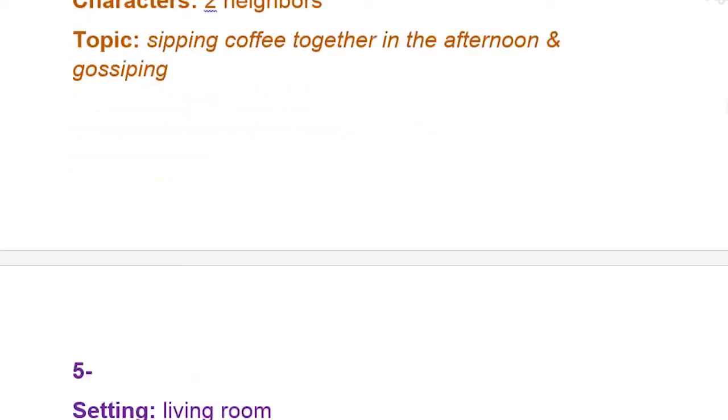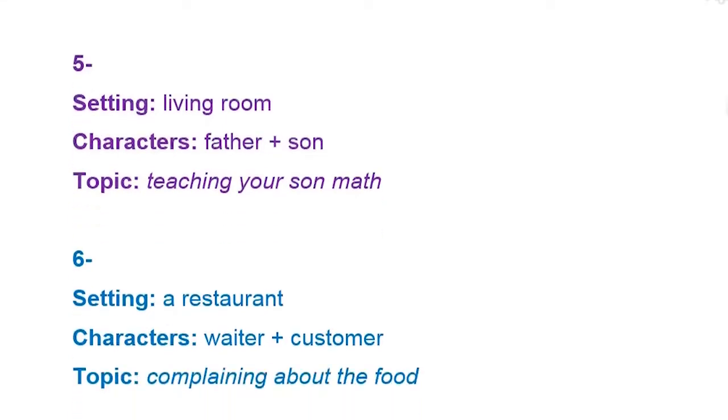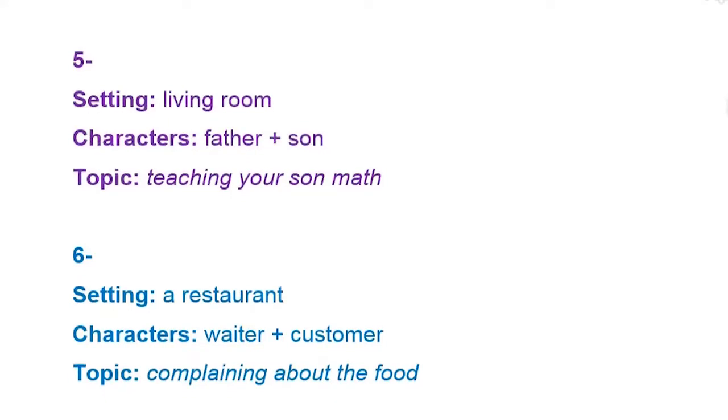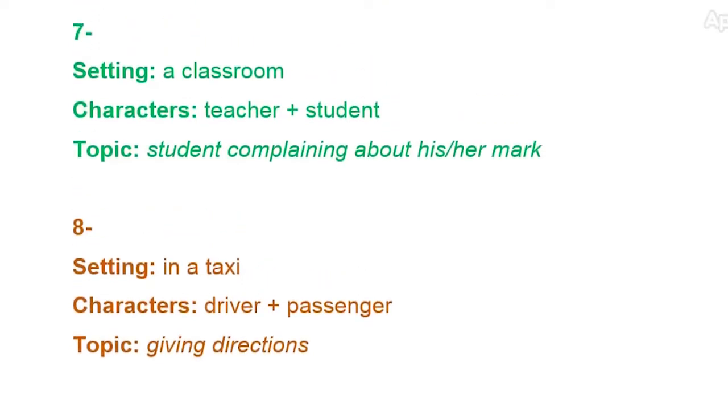The fifth one is so funny. A father and a son, or a mother and a daughter, whatever. And like one of the parents teaching math to their child. The sixth one is cheesy. A waiter and a customer and the customer complaining about the food. The seventh one is also a favorite because you get the students to be in your shoes. So it's like basically a teacher and a student and the student complaining about his or her mark. The last one is in a taxi between a driver and a passenger. And the topic is giving directions.